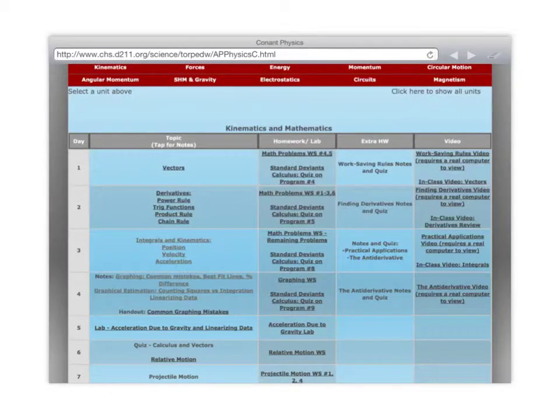Okay, so today we're going to talk a little bit about graphing and common graphing mistakes. So the first thing I want you to look at is the common graphing mistakes handout. Click on that and it comes up with an exemplary graph. What is so exemplary about this graph?